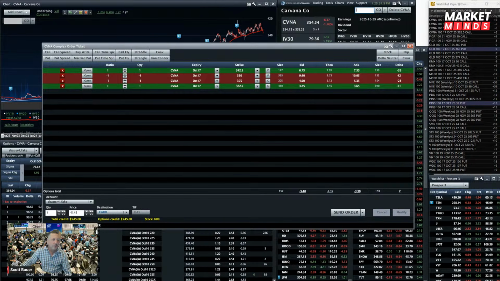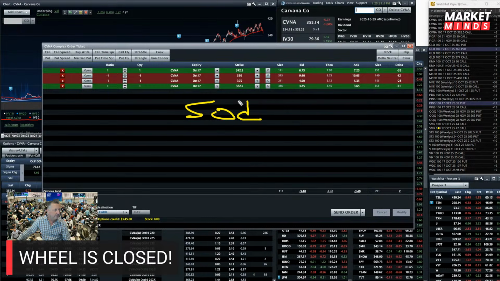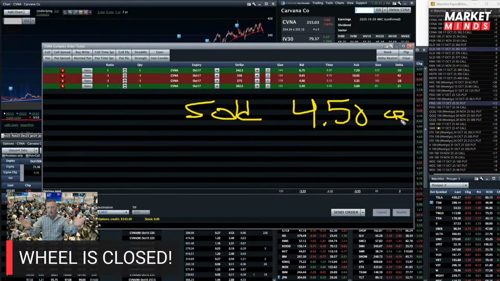Okay, we sold this for $4.50 credit. How do we identify the risk? Well, this one we can identify the risk. This one is risk defined because all the options expire within the same expiration. So there's no calendar, no diagonal. We happen to have two short spreads.